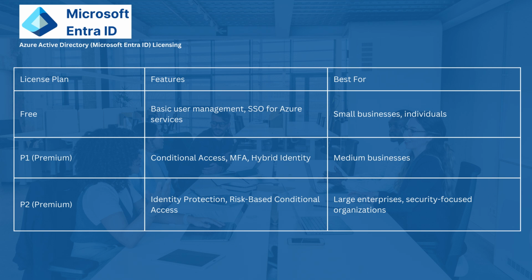We will discuss this in detail in some other video. The third one is Premium P2 license. It provides additional security features like identity protection, risk-based conditional access. This is suited for large enterprises, security-focused organizations.